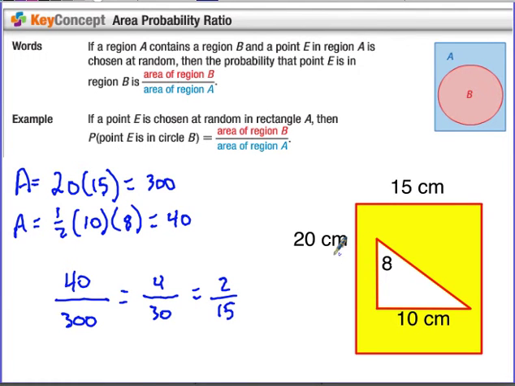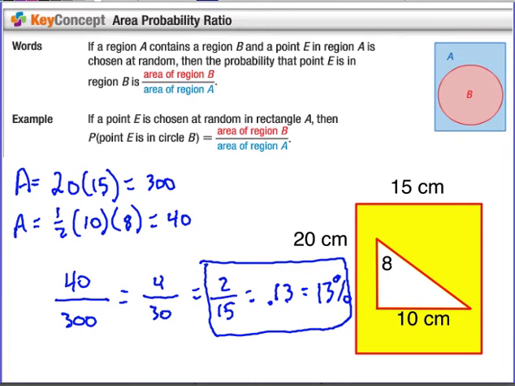We could also change that. If we change that to a decimal, what is it? 0.13, with the 3 repeating. So 0.13, which would also be a 13% chance. Any one of those is appropriate for writing the probability.